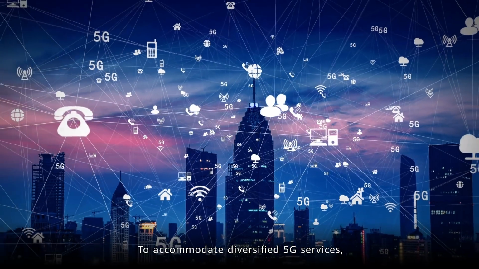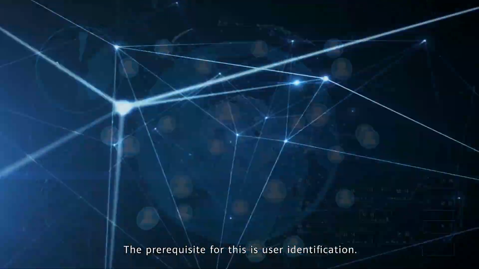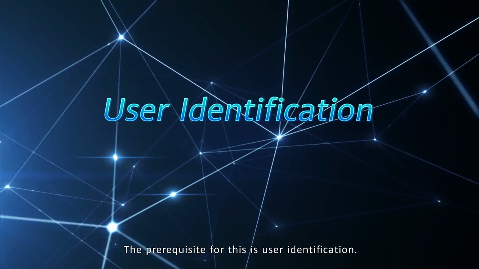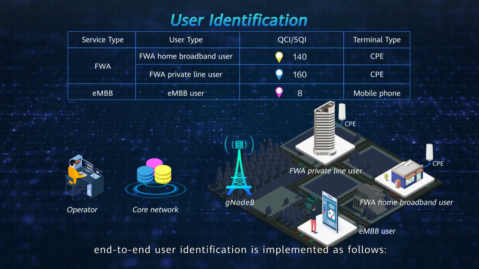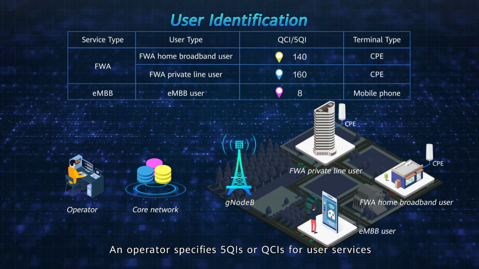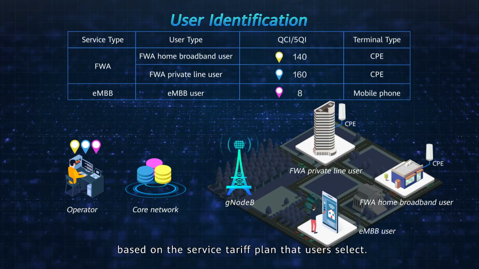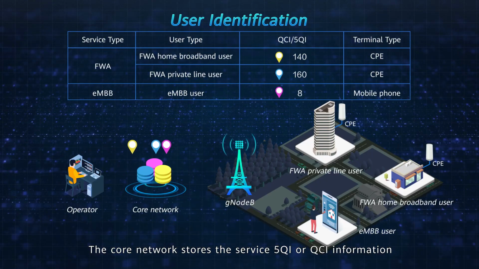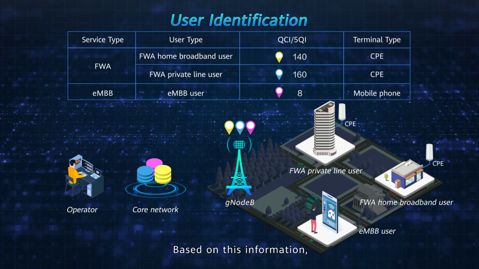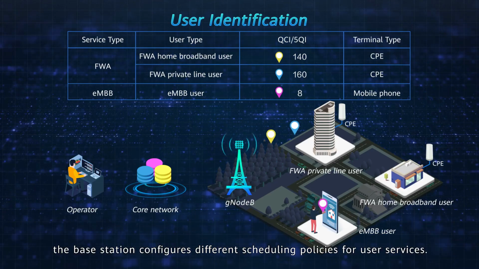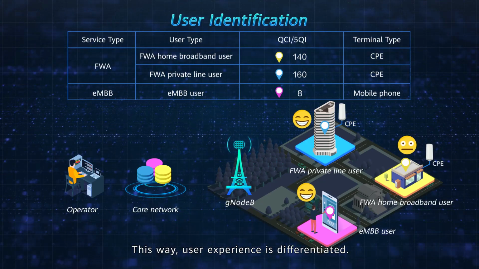To accommodate diversified 5G services, operators need to formulate different service scheduling policies. The prerequisite for this is user identification. In the FWA solution, end-to-end user identification is implemented as follows. An operator specifies 5QIs or QCIs for user services based on the service tariff plan that users select. The core network stores the service 5QI or QCI information and sends the information to the base station. Based on this information, the base station configures different scheduling policies for user services. This way, user experience is differentiated.